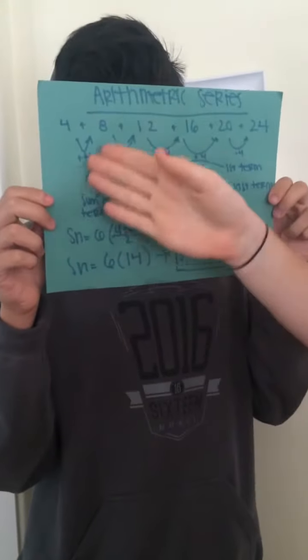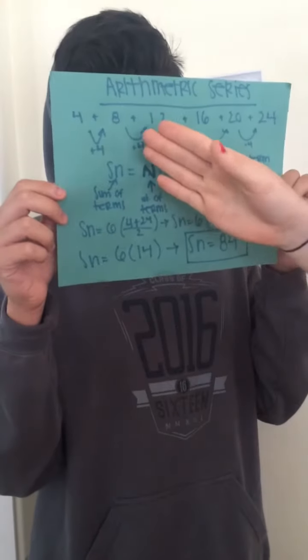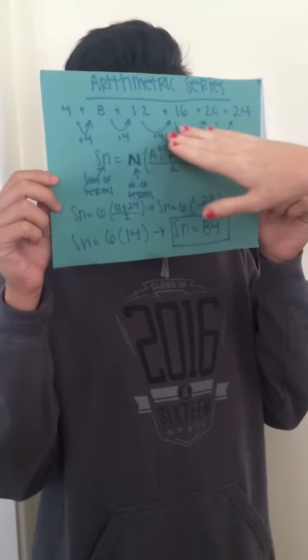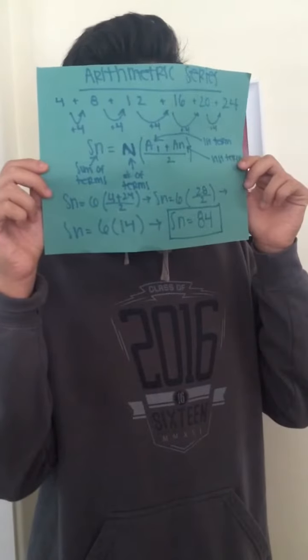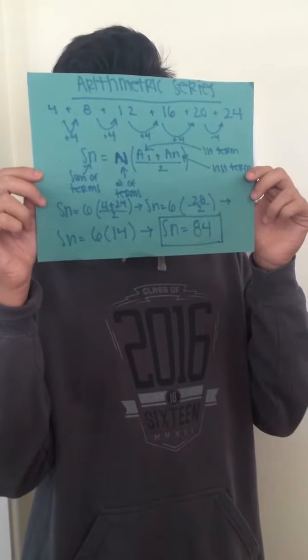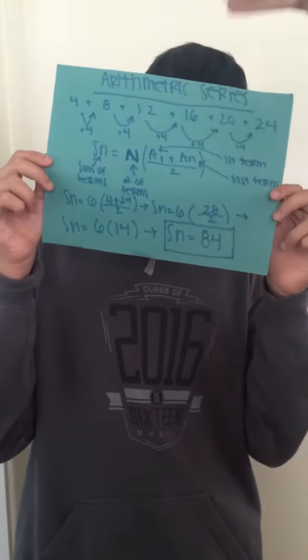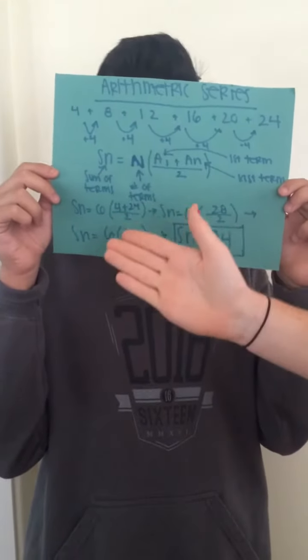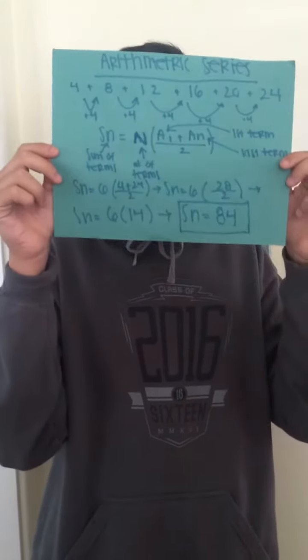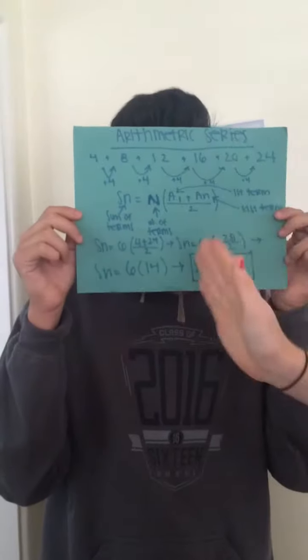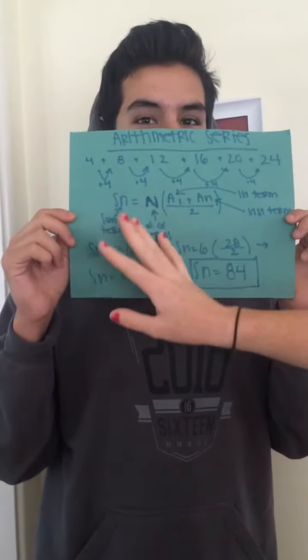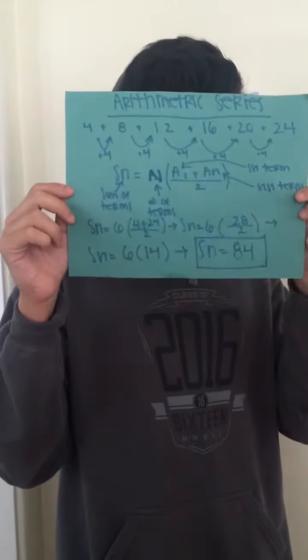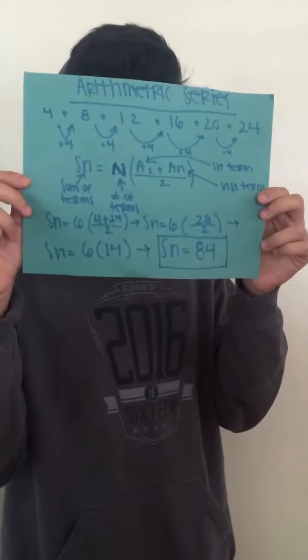Okay. So for this one, it's the same first term. But for arithmetic series, you're adding. So you find the pattern of the added problems. So your formula is Sn equals n times (A1 plus An) over 2. Sn is the sum of terms, n is the number of terms, A1 is the first term, and An is the last term. So when you plug them all in to each little box, you get Sn equals 84.